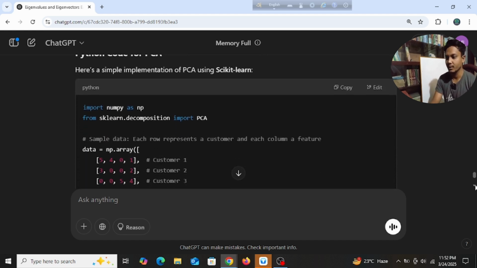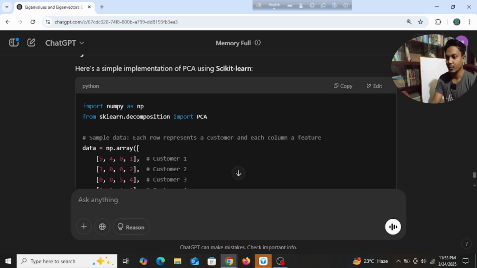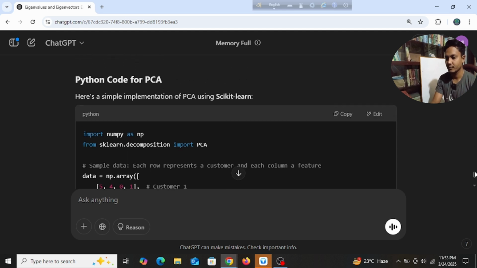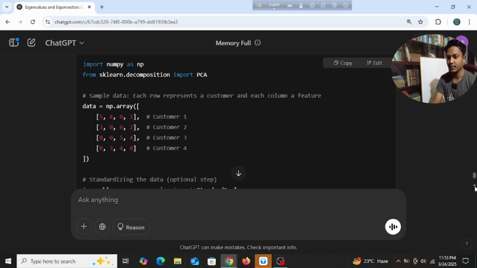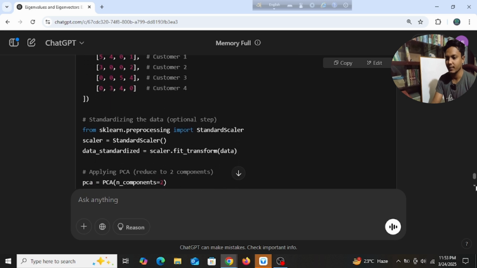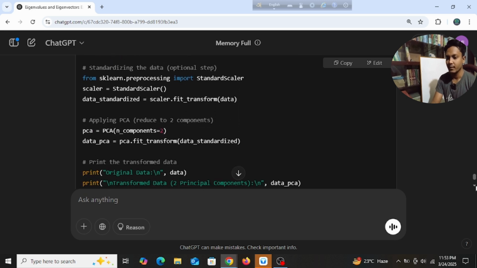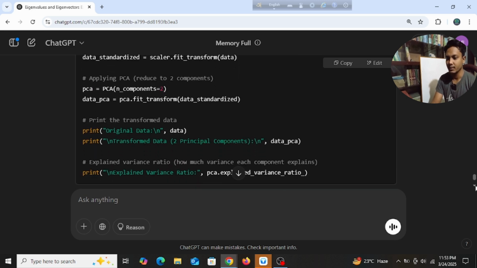So we've got another code for PCA, right? Like SVD, import numpy as np. You see here, these are the inbuilt methods and functions. Sample data, each row represents, this is the matrix, customer 1, customer 2, 3, 4. Standardizing the data, print the transformed data.